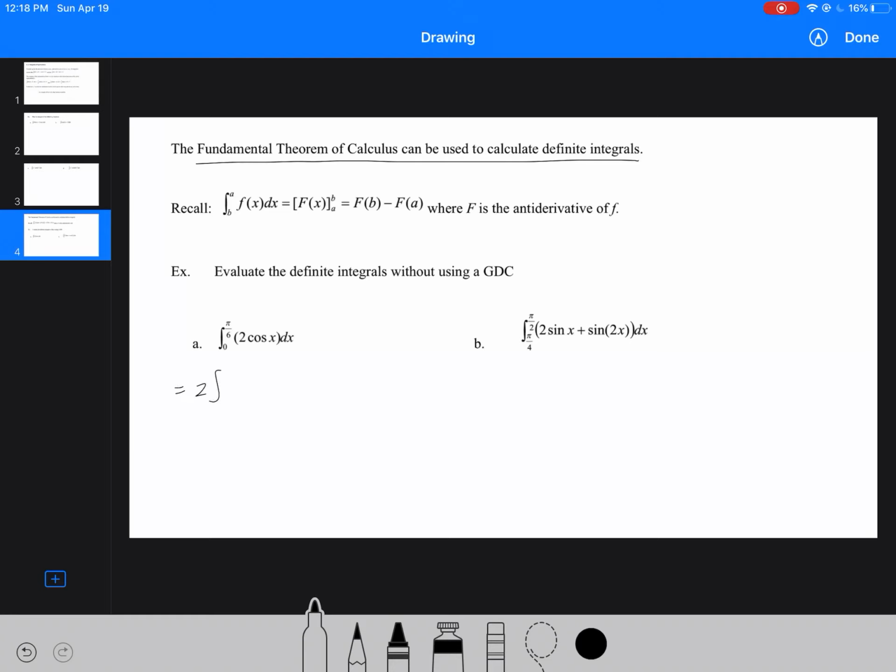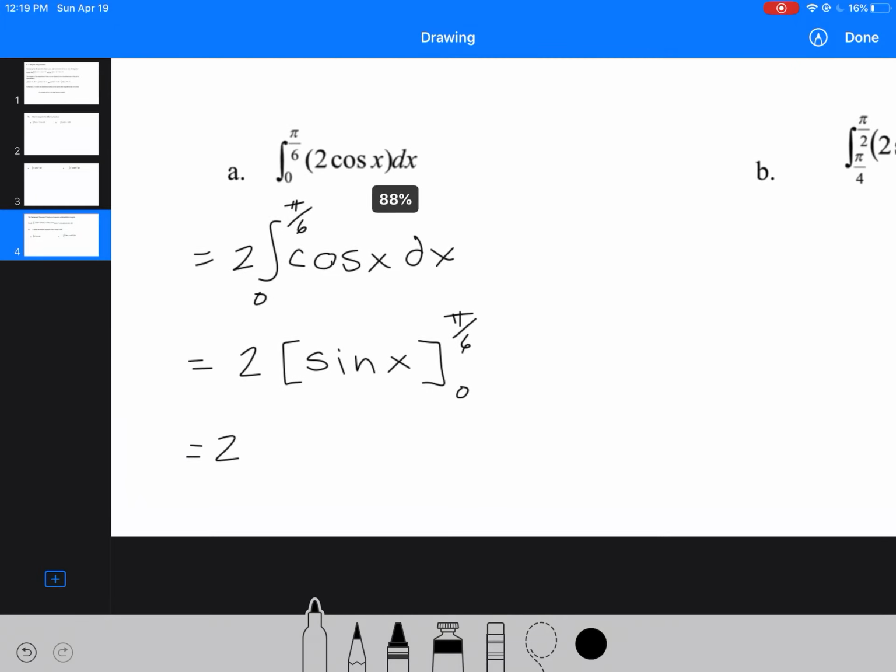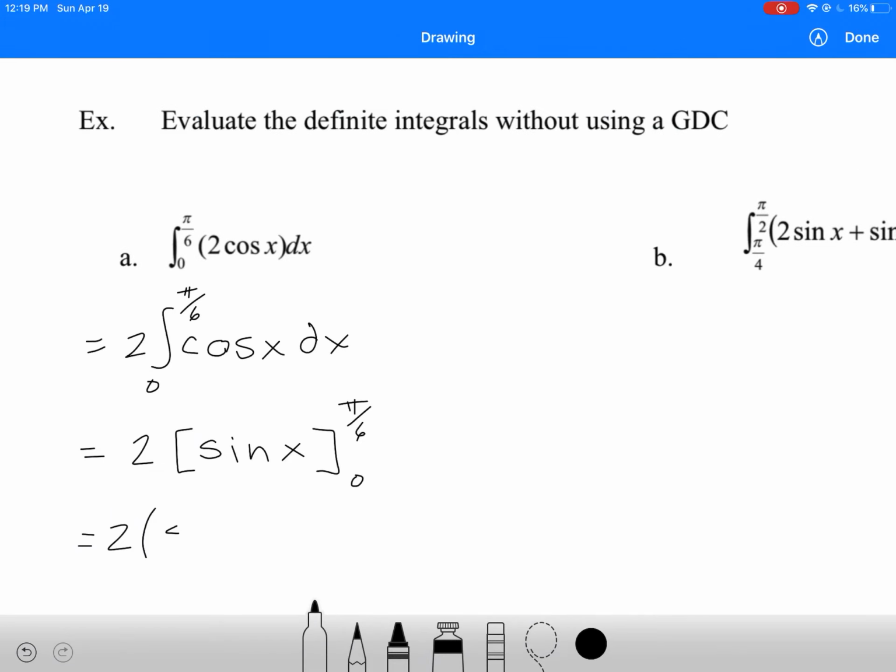So I'm going to pull my constant out in front. I've got 2 times the integral of cos x dx evaluated from 0 to pi over 6. I can integrate that to get sine x, and I'm going to evaluate at pi over 6 and 0. My 2 is out in front, and I've got sine pi over 6 minus sine of 0. Sine 0 is just 0.